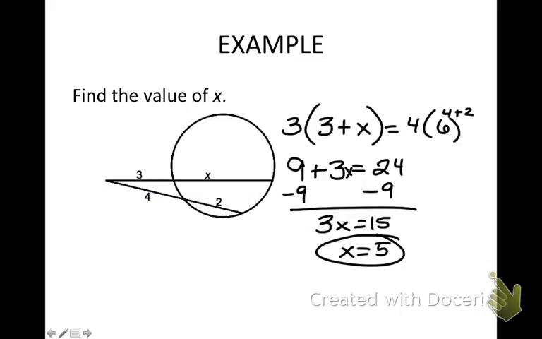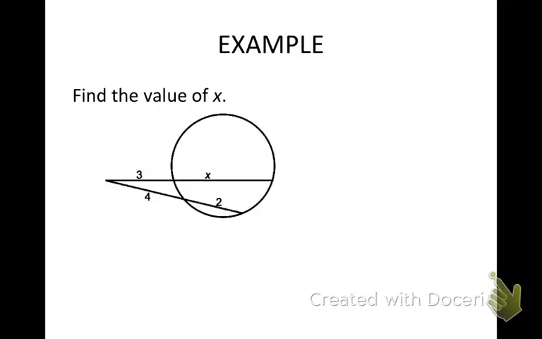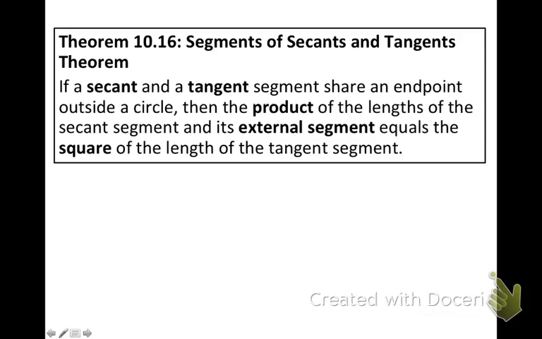So in a tangent, there is no internal part. So we have to think about something new. So if you have a secant and a tangent segment that share an endpoint outside a circle, then the product of the lengths of the secant segment and its external segment equals the square of the length of the tangent segment. So nothing is changing with my secant. What's changing is the tangent part.